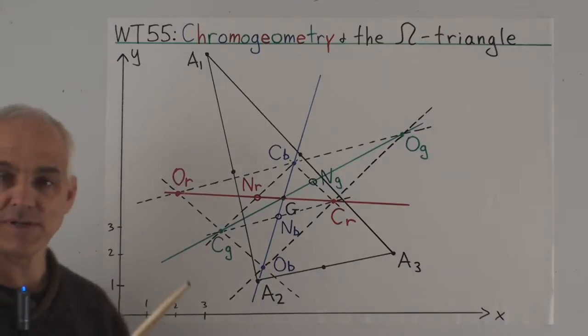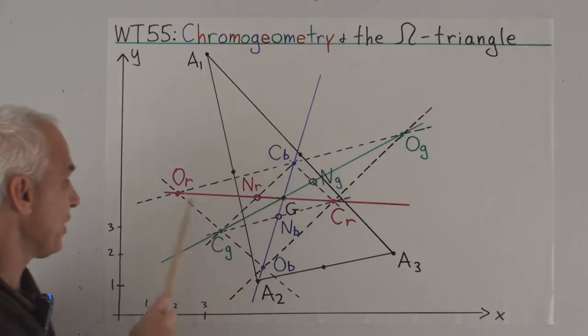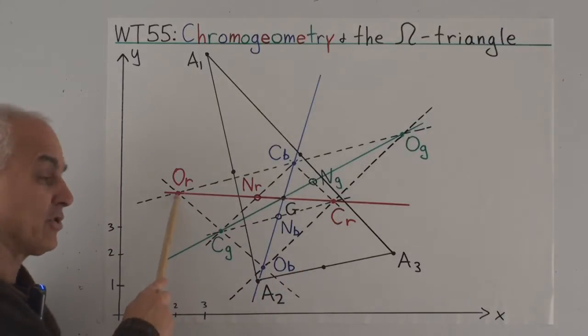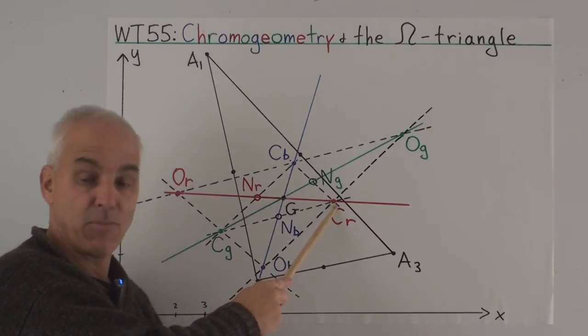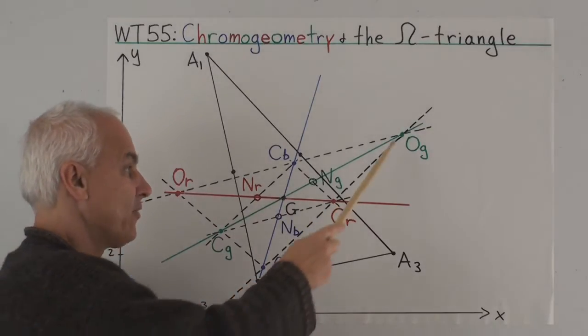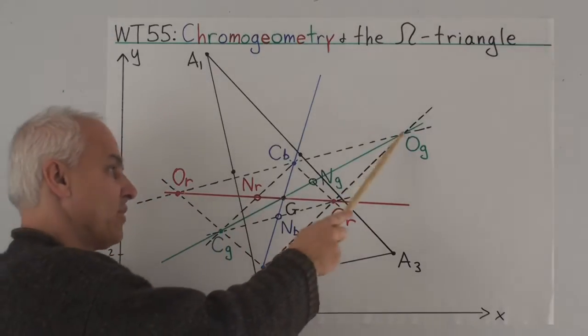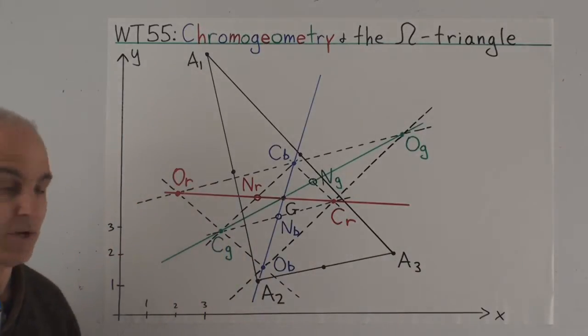Now those statements hold equally well for the red and the green geometries. So here's a red orthocenter, a red circumcenter. Again, the intersection of the 3 red altitudes, intersection of the 3 red perpendicular bisectors. And there's a green orthocenter and a green circumcenter. Again, intersection of the 3 green altitudes, intersection of the 3 green perpendicular bisectors.